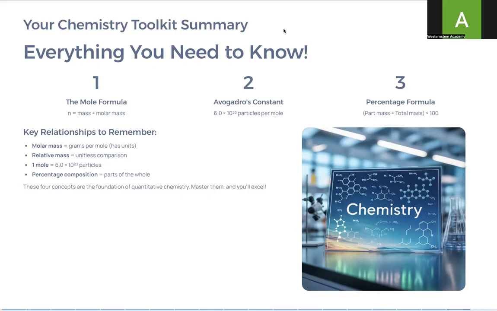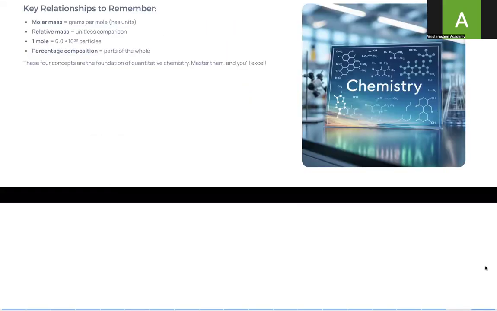Key relationships to remember. Molar mass is equal to grams per mole and it has units. Relative mass is a unitless comparison, so relative to something else. 1 mole is equal to 6.02 times 10 to the 23 particles. And percentage composition equals parts of the whole. These four concepts are the foundation of quantitative chemistry. Master them and you will excel.